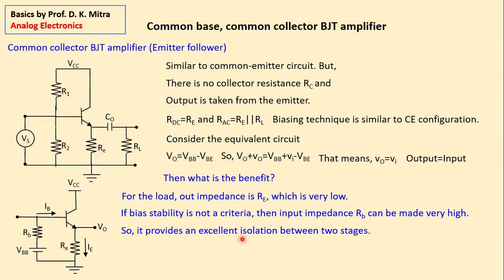So this is actually common base and common collector mode. And common collector BJT amplifier is more known as emitter follower. I think this is where we end it.